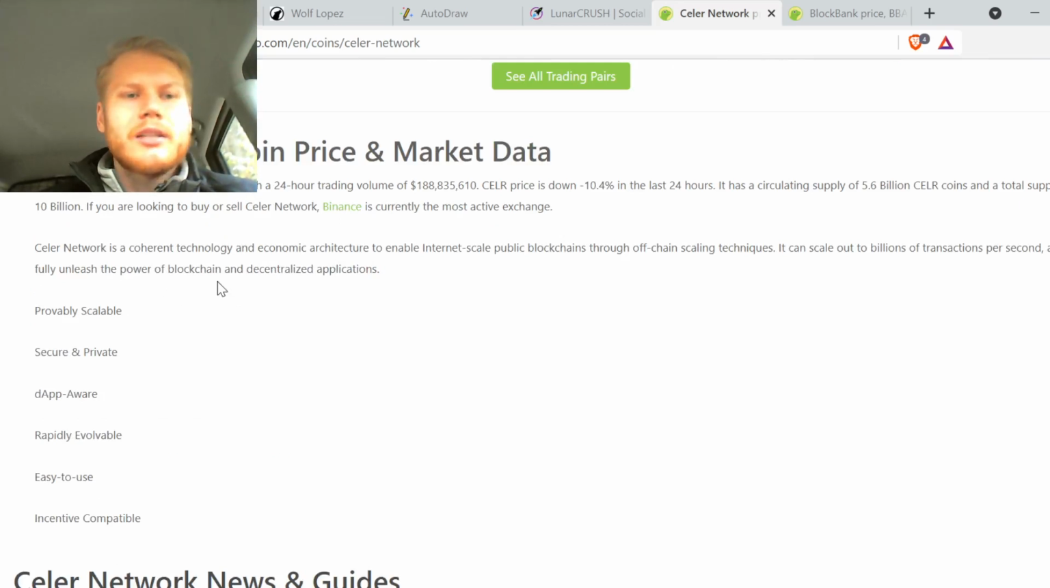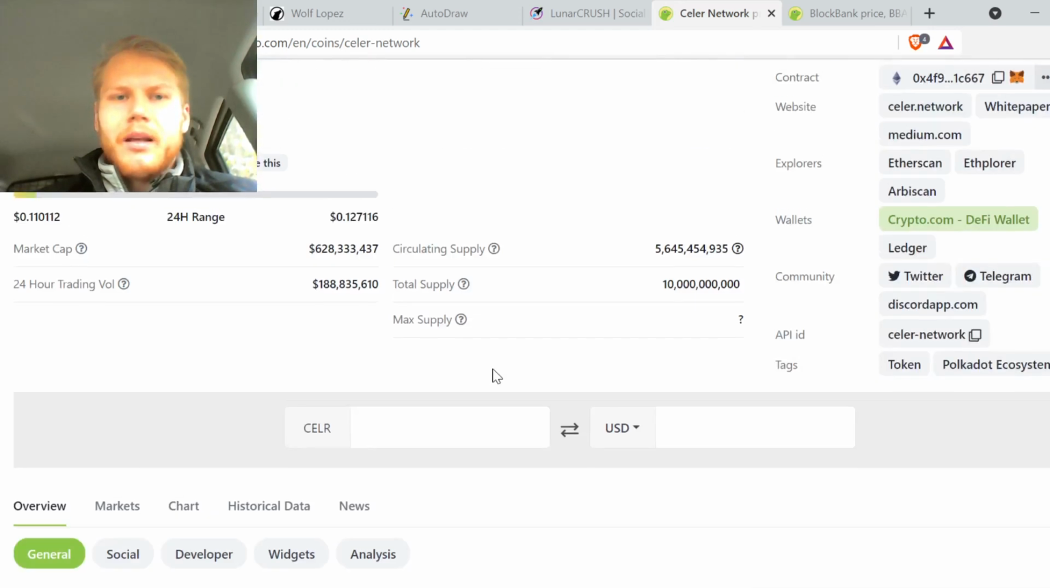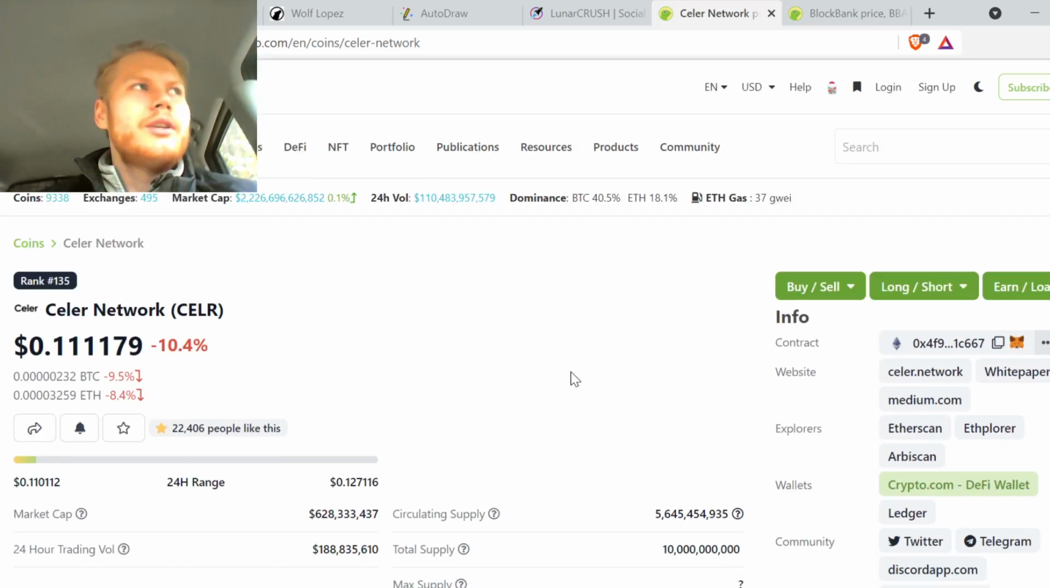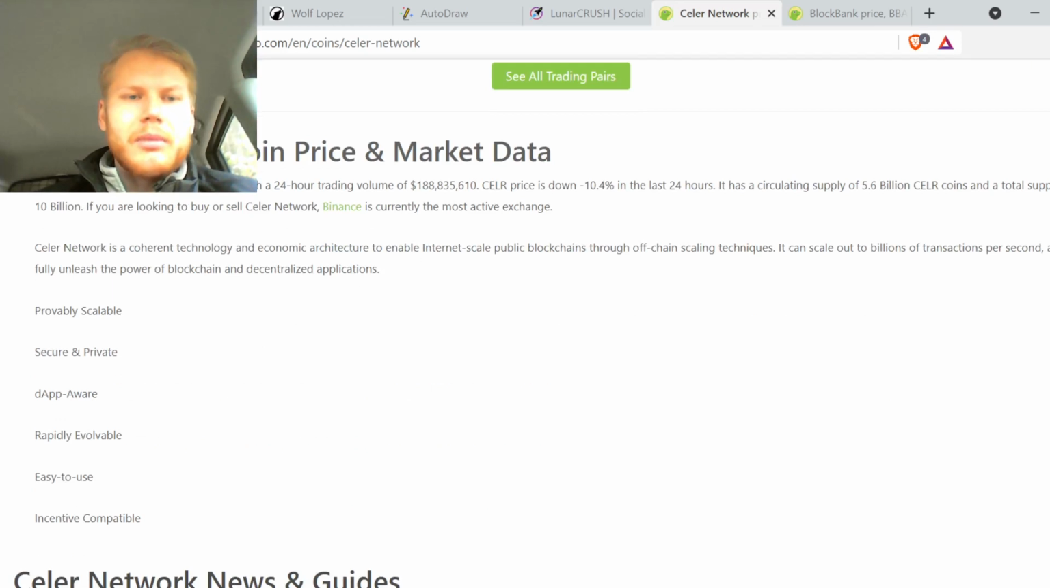Celer Network is a coherent technology and economic architecture to enable internet scale public blockchains through... I just don't get it. I have done so many videos about these cryptocurrencies, and no one makes this simple. If you have a one sentence business plan, like I'm selling hot donuts with a window where customers can see through when we are creating the hot donuts, it just has to be that simple if you want to sell to people. I don't know their target market, but anyway.